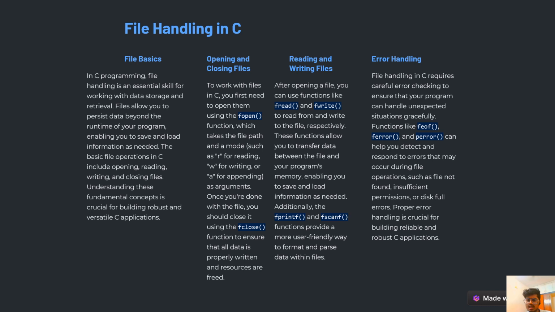Error handling. File handling in C requires careful error checking to ensure that your program can handle unexpected situations gracefully. Functions like feof, ferror, and perror can help you detect and respond to errors that may occur during file operations, such as file not found, insufficient permissions, or disk full errors.